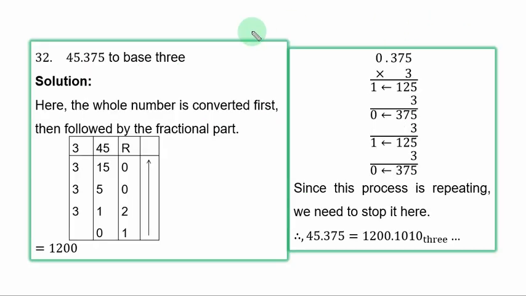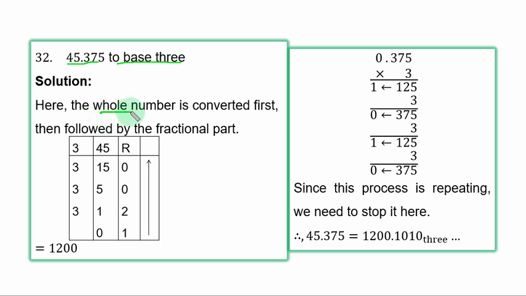Example 32, convert 45.375 base 10 to base 3. We have a new instruction now. The previous examples were from base 10 to base 2, now to base 3. So this number has two parts, the whole number and the fractional part.